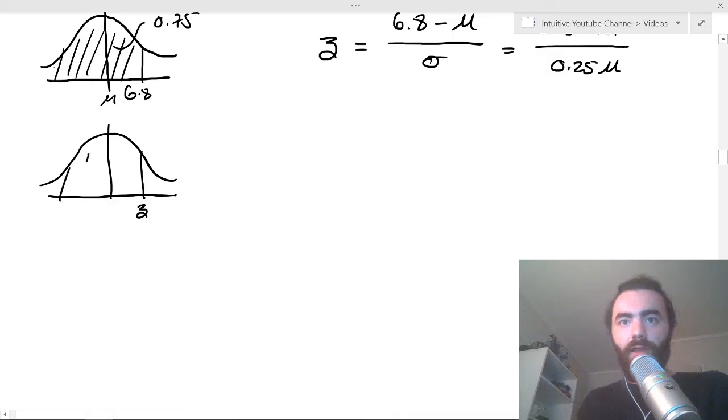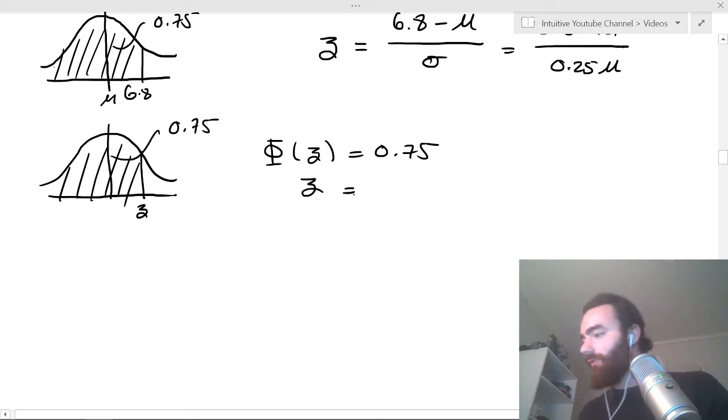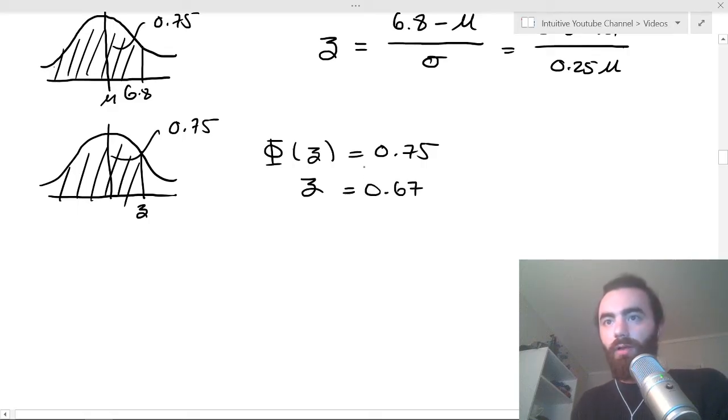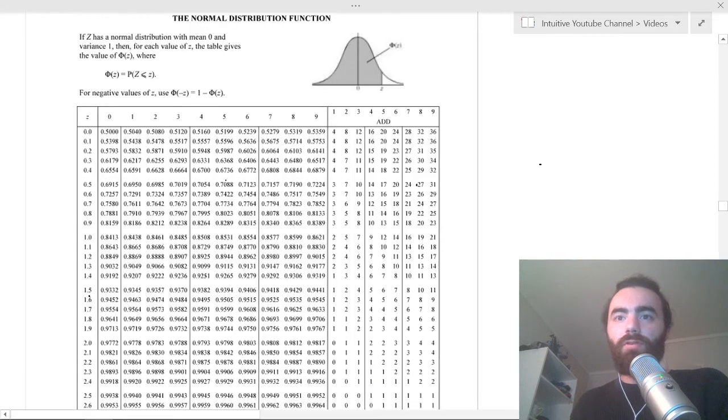So we need to find the z value which corresponds to an area of 0.75. What is the z value that corresponds to an area of 0.75? Well, I looked these up before I started, and that is 0.674. But you can just look that up on the table. I can just show you how to do it if you want. So you look for where's 0.75 area and what z value corresponds to that.